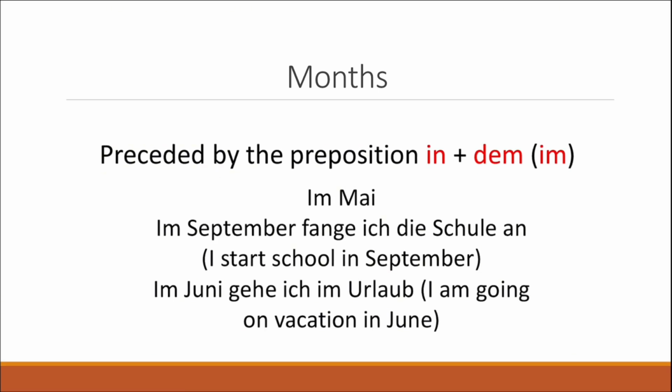Im Mai, which means in May. And there are also two sentences. Im September fange ich die Schule an, which basically means that I start school in September. Or im Juni gehe ich im Urlaub. I'm going on vacation in June. So it's pretty important to know which preposition we're going to use, because if we're going to talk about months, then it's important to use the correct preposition.